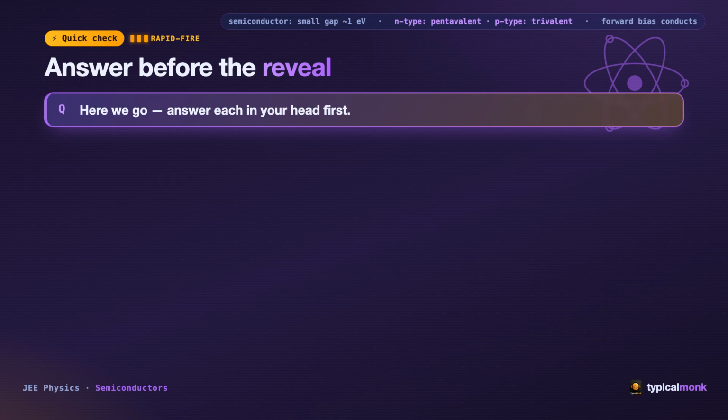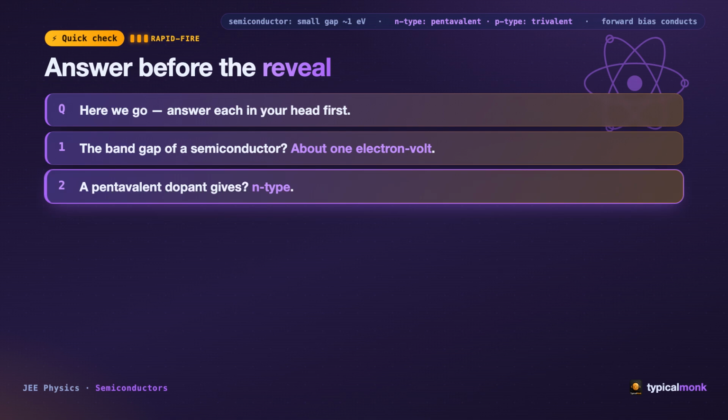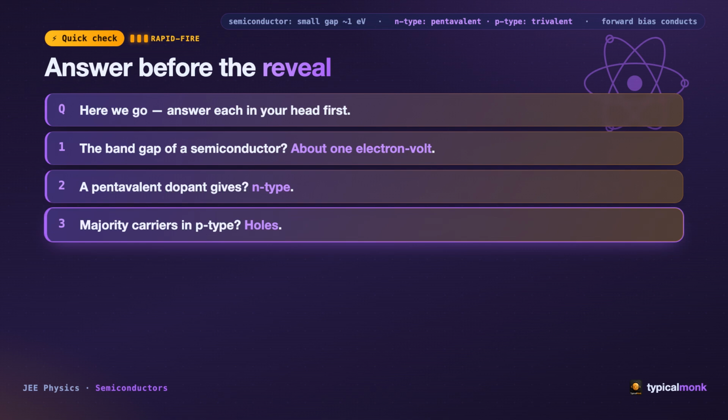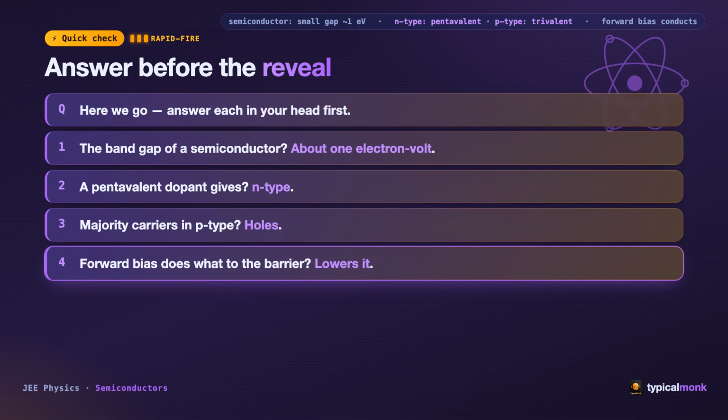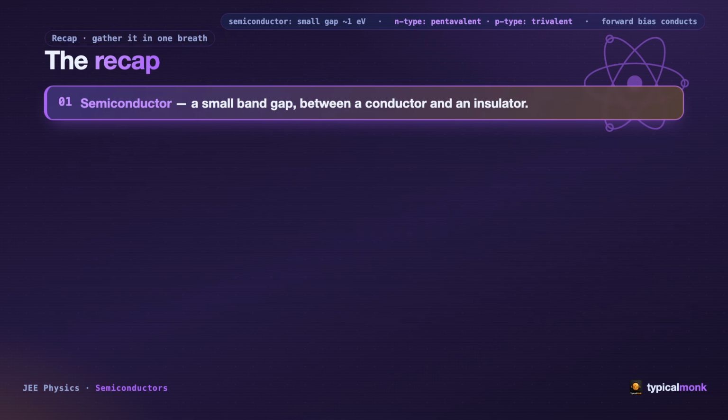Now, test yourself. Answer in your head before the reveal. That is how G speed is built. Here we go. Question 1. The band gap of a semiconductor? About 1 electron volt. Question 2. A pentavalent dopant gives? An N-type. Question 3. The majority carriers in a P-type? Holes. Question 4. Forward bias does what to the barrier? It lowers it. And question 5. Converting alternating current to direct? Rectification.